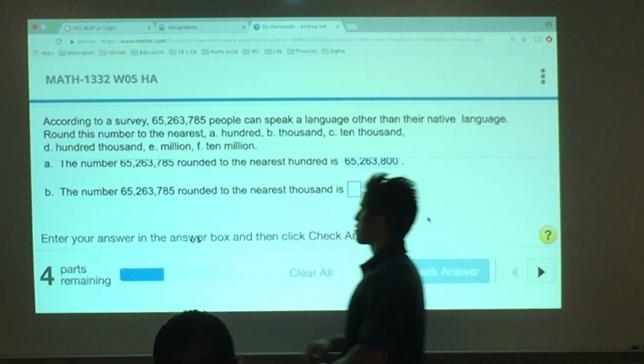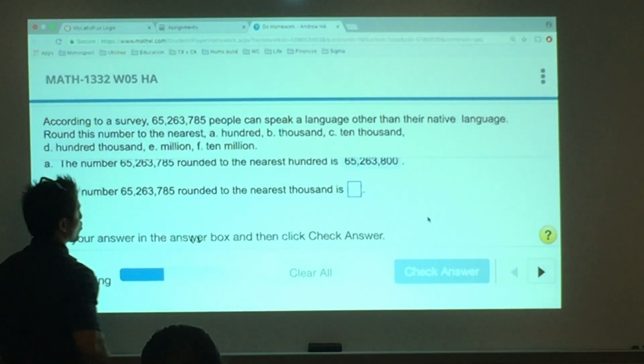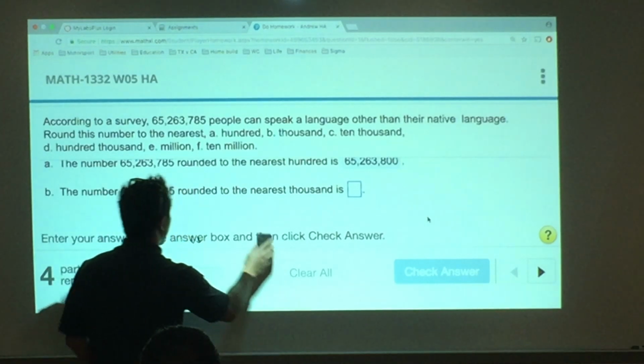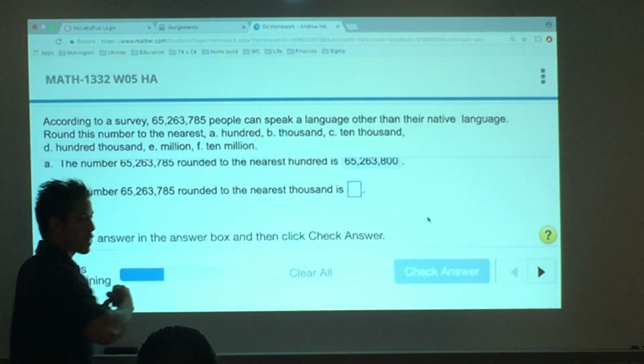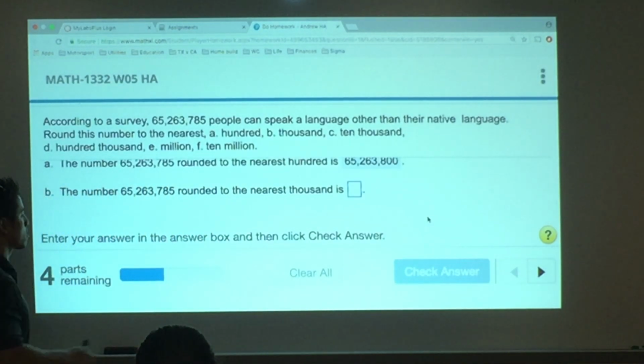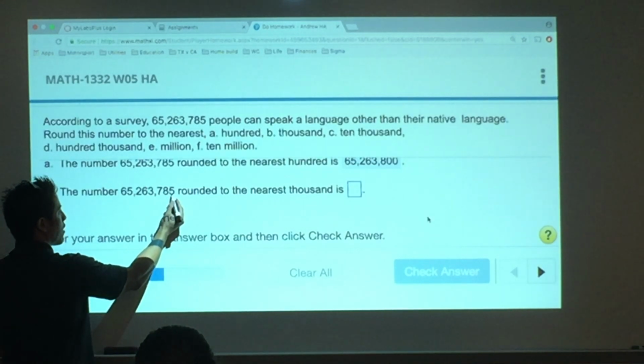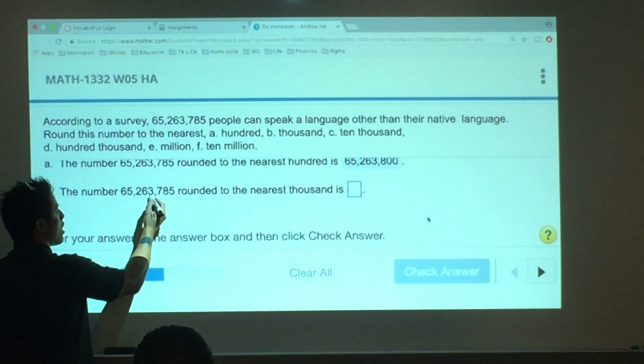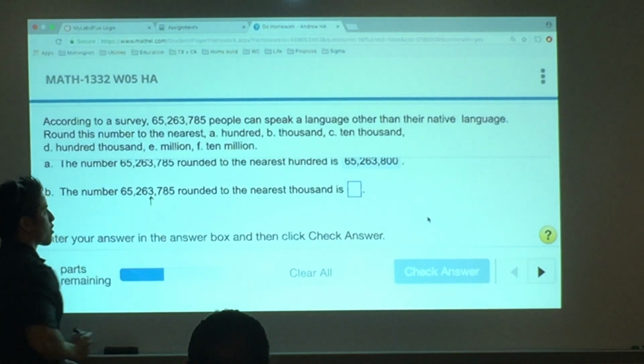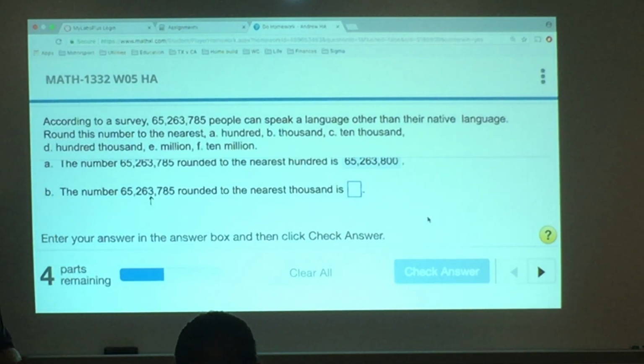Next problem says to use the same number, but we want to round it to the nearest 1,000. Well, let's, again, have a quick review of places. So here's the ones place, the 5 is in the ones place, the 8 is in the tens place, the 7 is in the hundreds place, the 3 is in the thousands place. That's the place we're rounding to.